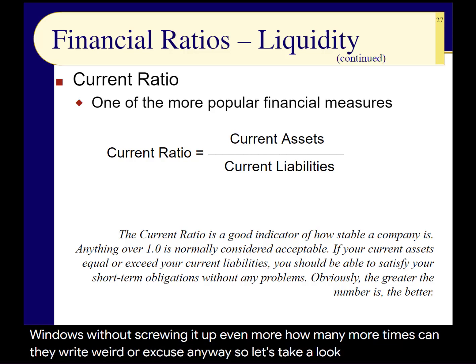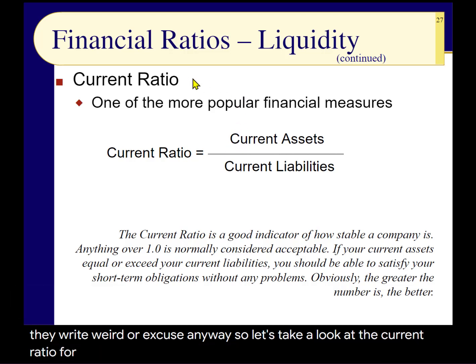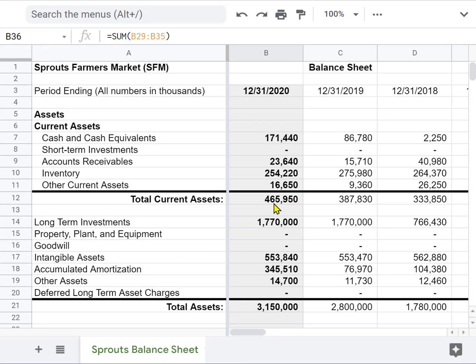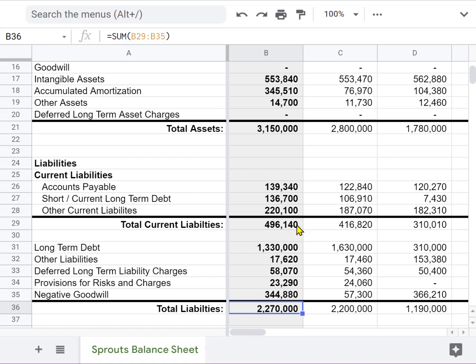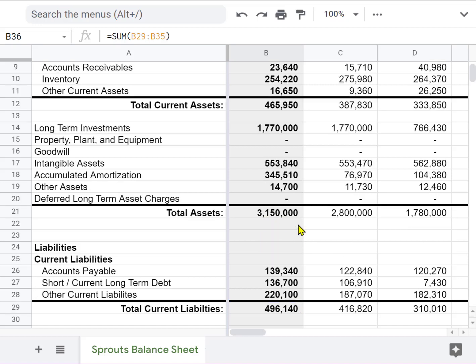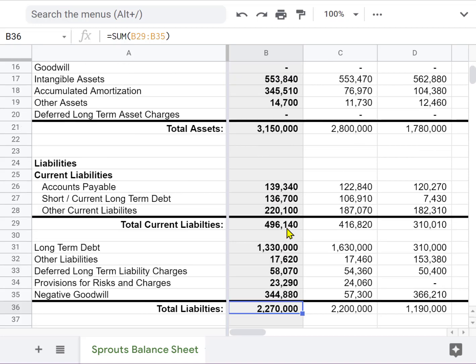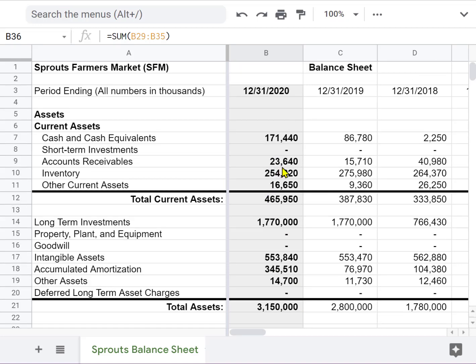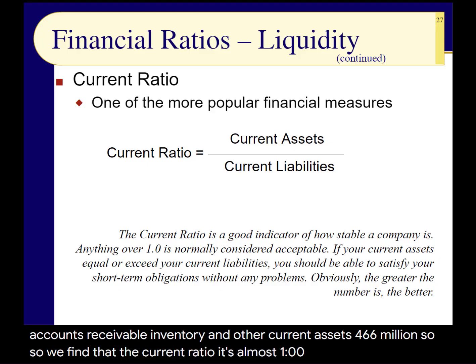Anyway, so let's take a look at the current ratio for Sprouts, and that's on the balance sheet. We take a look at the current assets, 465,950. Make sure you write that down. And we divide that by the current liabilities, 496,140. And you'll notice, look at that, they're almost exactly the same. The liabilities, accounts payable, short-term debt coming due, long-term debt coming due, and current liabilities, almost 500 million. And our cash and cash equivalents, accounts receivable, inventory, and other current assets, 466 million. So we find that the current ratio is almost 1, not quite 1.